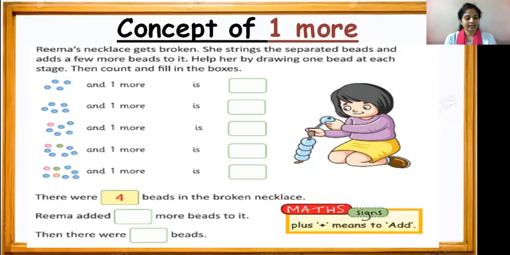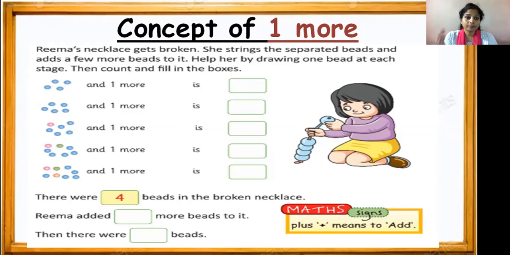So here is our exercise that is on page number 34 of Math Express. Okay, so I'm reading the question and at the same time you can do this thing. Rima's necklace gets broken. Rima's necklace, you know what is necklace? Gets broken. She strings the separated beads and adds a few more beads to it.